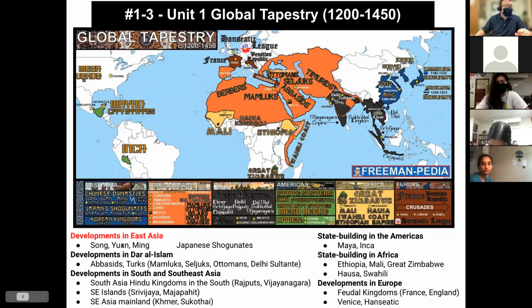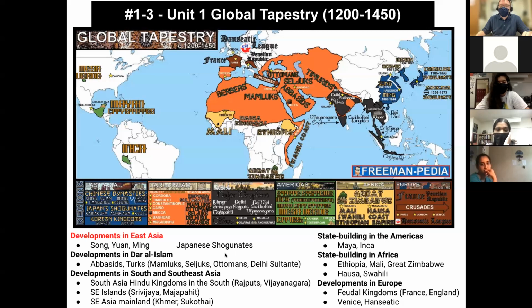But the ones on the left and then Europe are usually the ones that are more tested. The Americas and Africa in this time period always get short shrift. They're not tested as much.